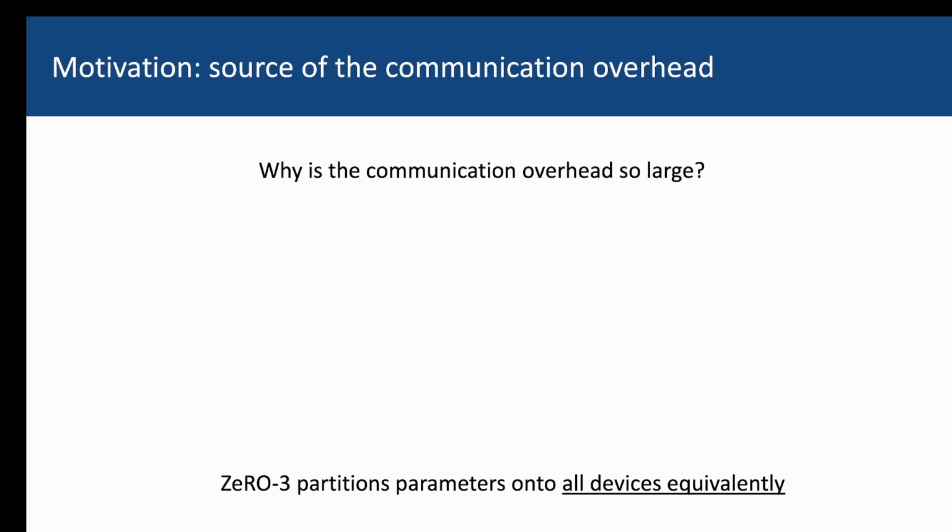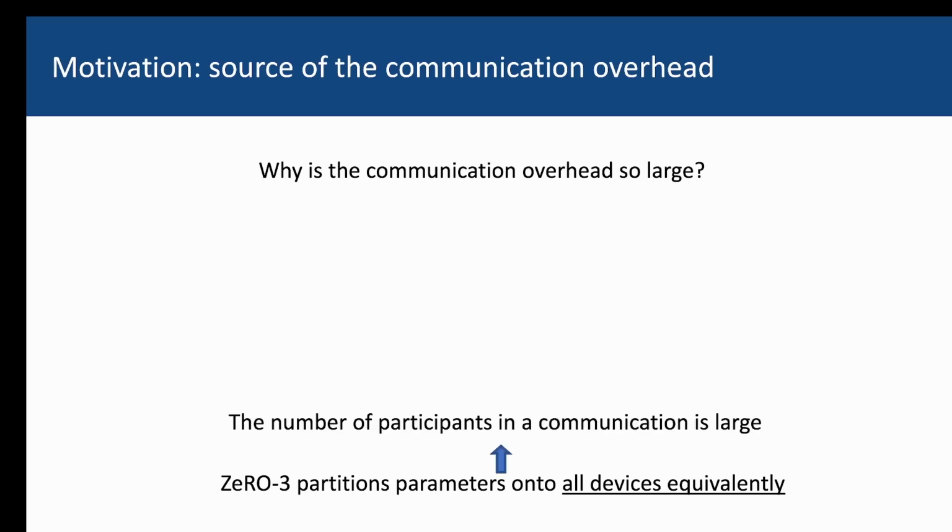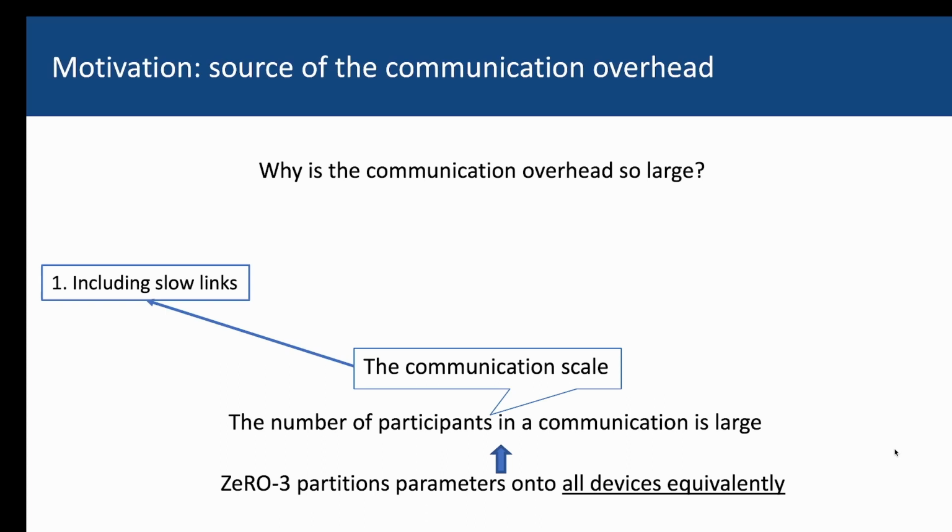Every time a parameter is used for computation, we need to fetch the parameter from all devices. In other words, the number of participants in each parameter fetching is large. We define the size of the participants as a communication scale. Large communication scale introduces three main factors that lead to high communication overhead.